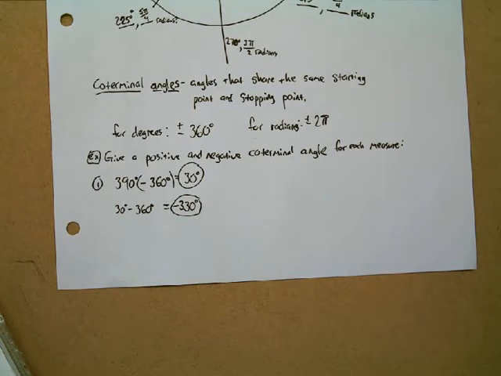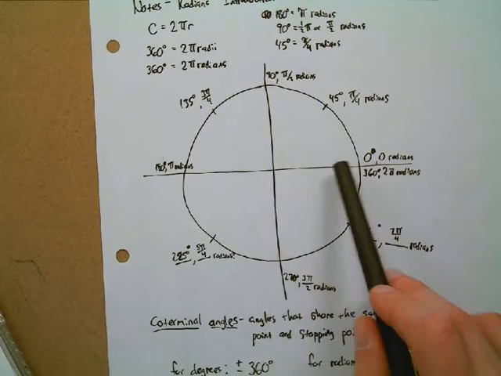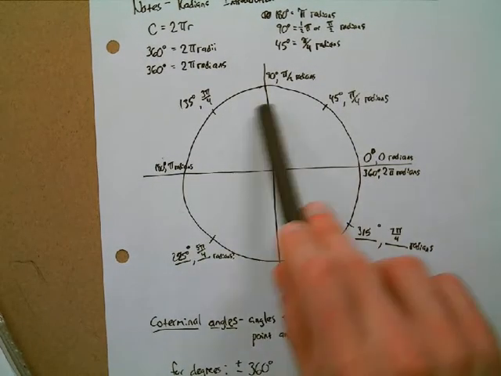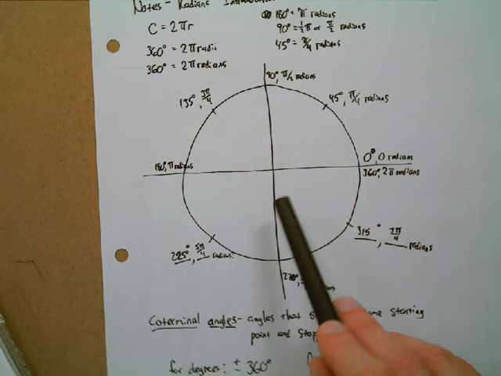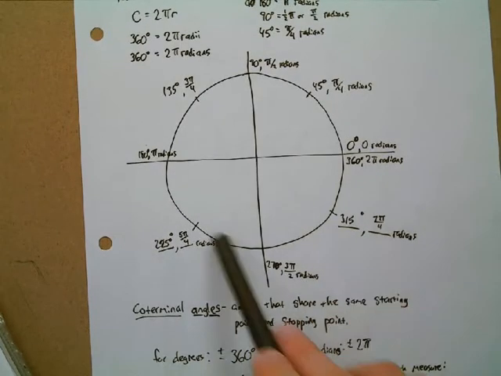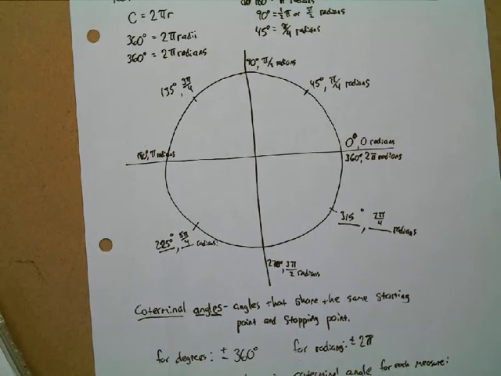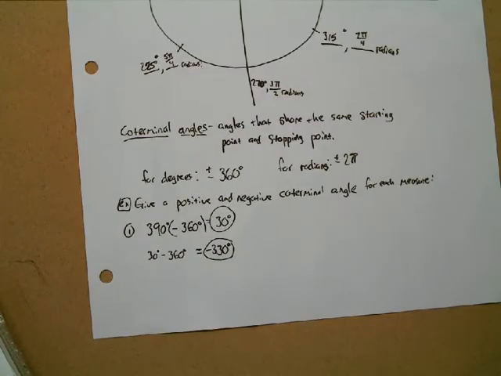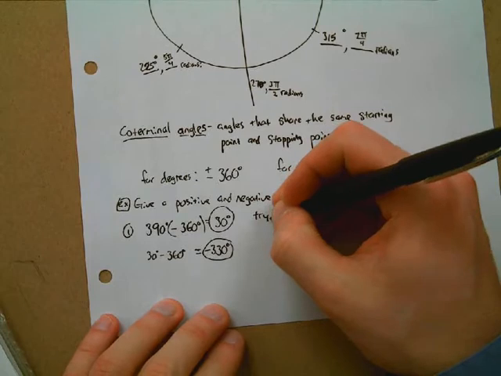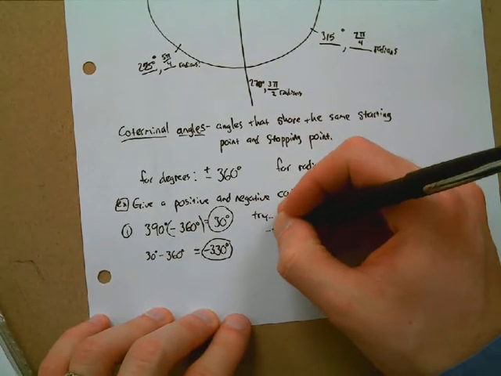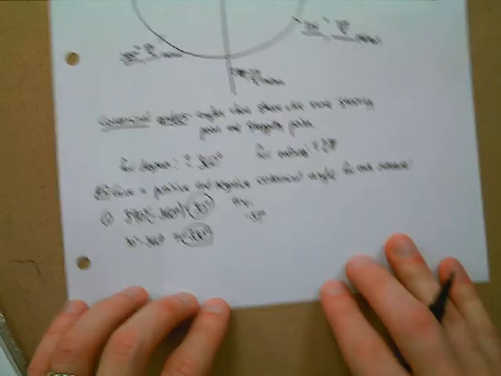All right, so let me give you guys two to try here. Try the same idea for negative 37 degrees, and then also try it for 7 pi over 6. Again, find a positive and a negative coterminal angle for each. And yes, I know that negative 37 is already negative. I want you to find another negative one besides the negative 37.